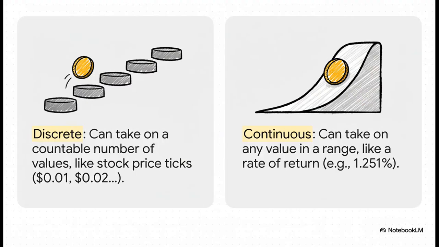Now, this uncertainty kind of comes in two main flavors. On one hand, you have discrete variables. This is stuff you can literally count, like a stock price moving up or down in 1-cent jumps. But then you have continuous variables, like a rate of return, where you can just keep adding decimal points forever. It could be 1.25% or 1.251 or 1.2511. You get the idea. Knowing which type you're dealing with is absolutely crucial because it tells you which tool from our kit you need to pull out.